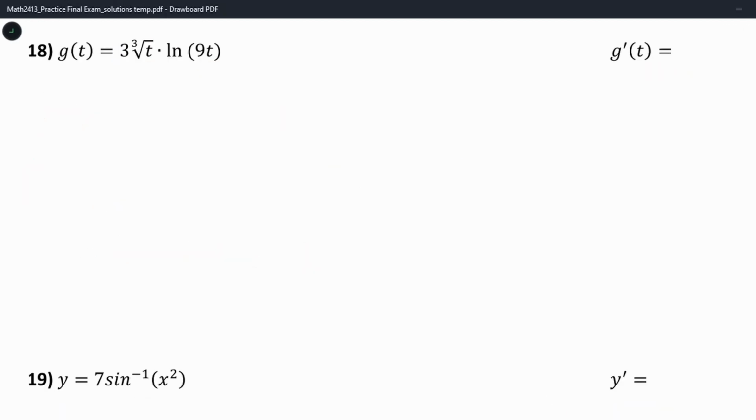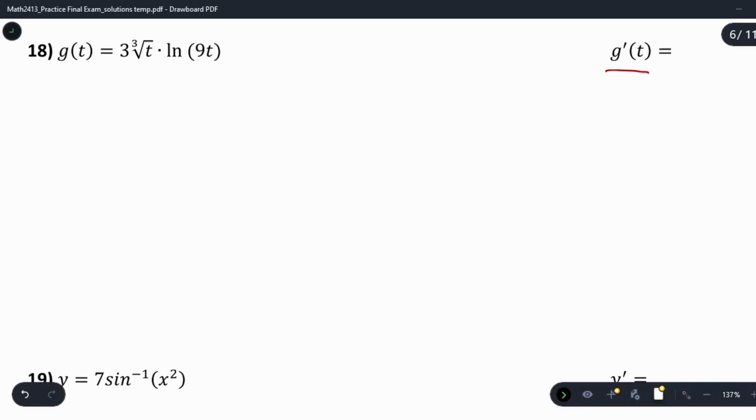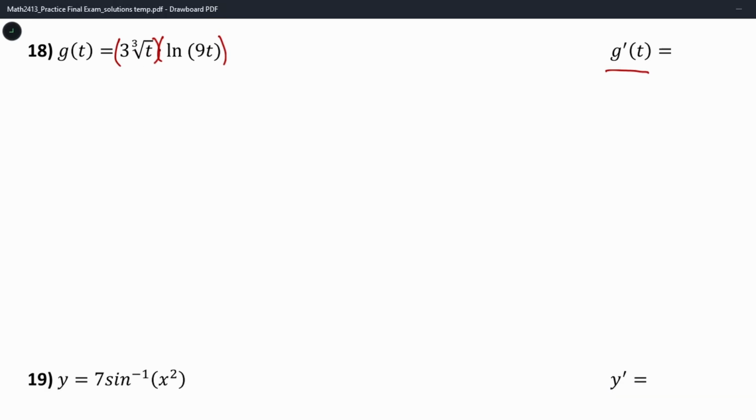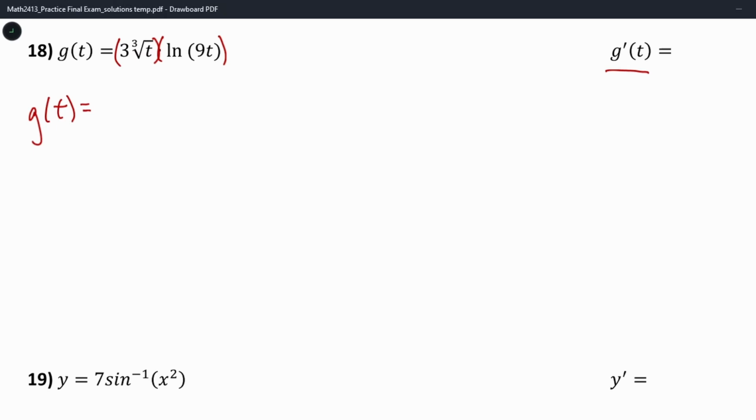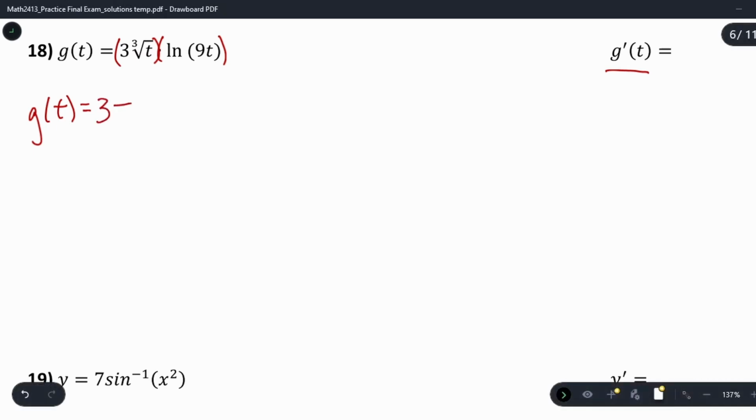Next problem, number 18. We need to find the derivative of g of t. Here we notice that we do have the product of two functions in terms of t, so we're going to have to apply the product rule again. And what I'm going to do to start with is rewrite this radical expression in terms of a rational exponent, and that'll make it a lot easier to take the derivative of that factor using the power rule. Alright, so here we go.